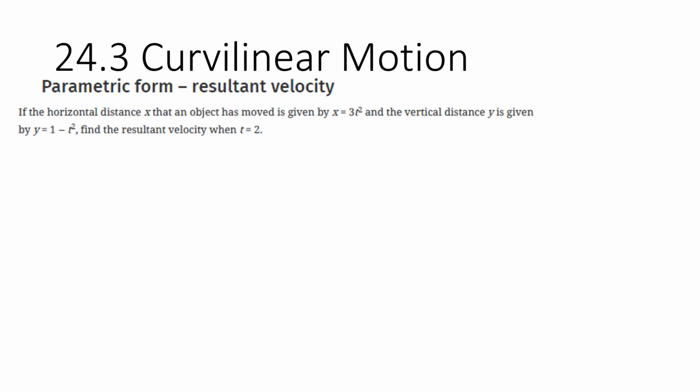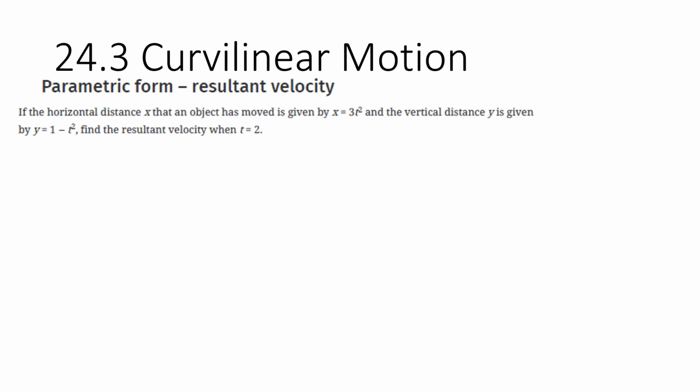And the vertical distance, the height of the cannonball, is more dependent not on how much gunpowder I put in the cannon, but more on which angle I pointed the cannon. So the vertical distance, y, is given by another function, 1 minus t squared. So that could be something that kind of goes up and then falls back down again. So I want to find the resultant velocity at 2 seconds into the flight of the cannonball.